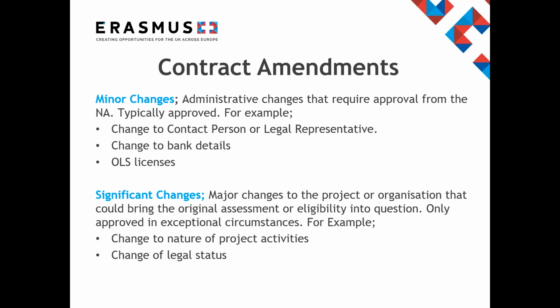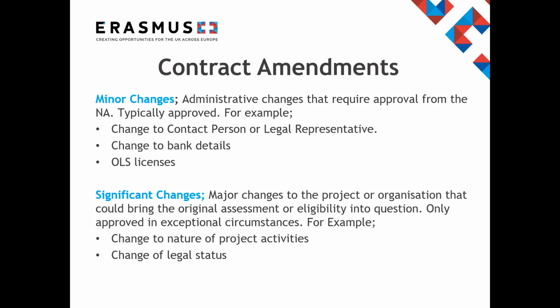In this slide, we can see some information regarding contract amendments. The UK National Agency contemplates that during your project life cycle, there may be some changes to the process that may affect the content of your grant agreement. These changes are called contract amendments, and those are differentiated into two types: minor changes and significant changes. Firstly, we have the minor changes. These are administrative changes to the project.